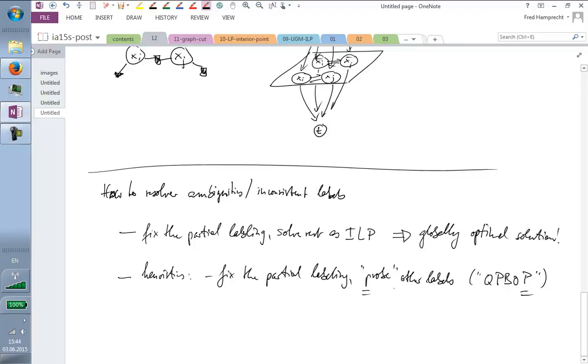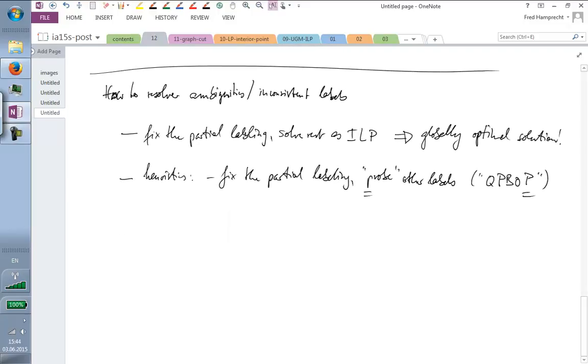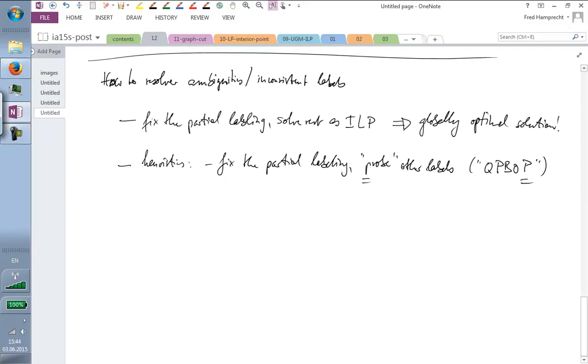The first word in the second line is heuristics. We can resort to heuristics, such as, of course, keeping the labels which we know are already optimal. So we keep our consistent labels and then probe the remaining ones. And I want to give you the intuition here as follows. This is now a paper by Carsten Rother and others from, I believe, 2007 or so.